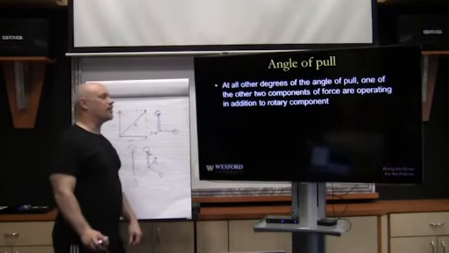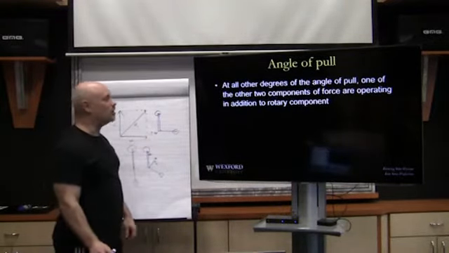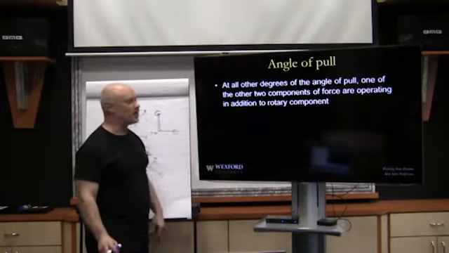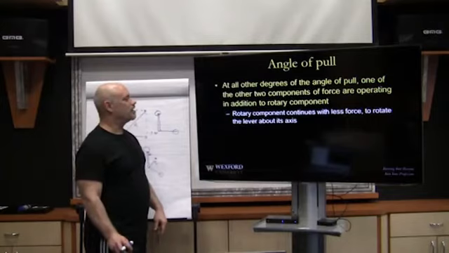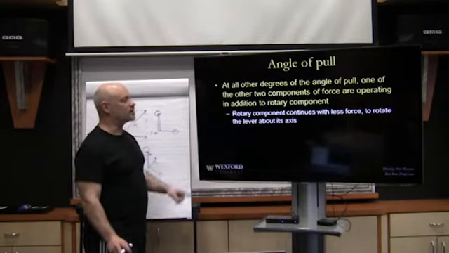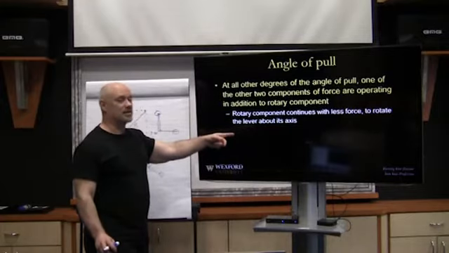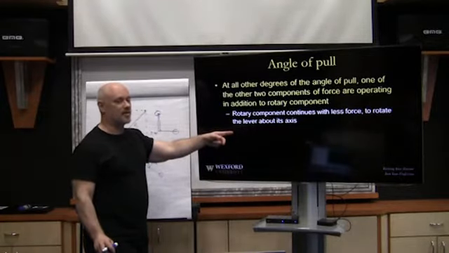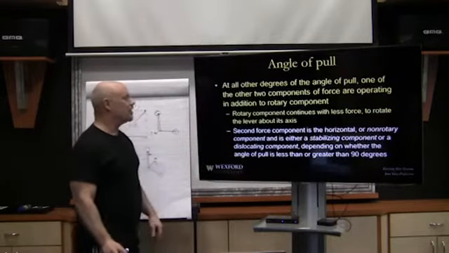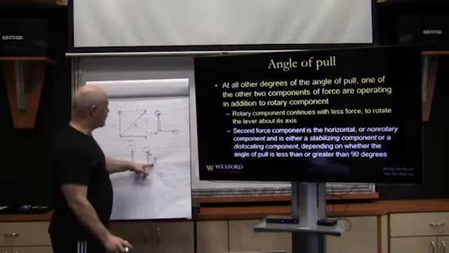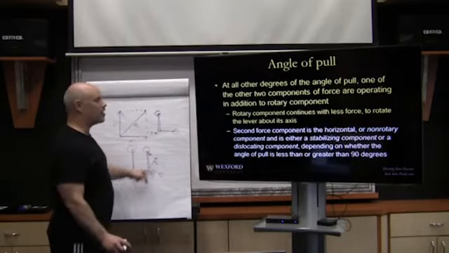Now, at all other angles of pull, one of the other two components of force is operating in addition to this rotary component. The rotary component continues with less force to rotate the lever about its axis when the angle is less than 90 degrees or greater than 90 degrees. And the second force is the horizontal. Here we have our vertical. The next one will be the horizontal.